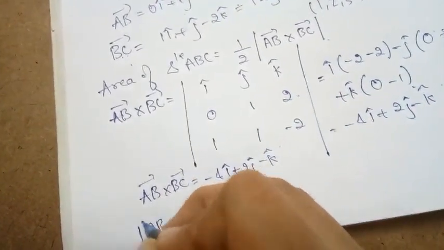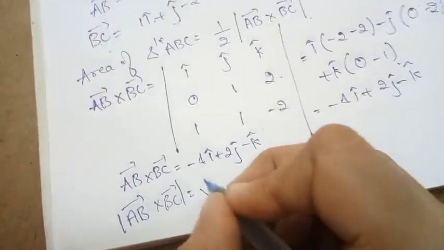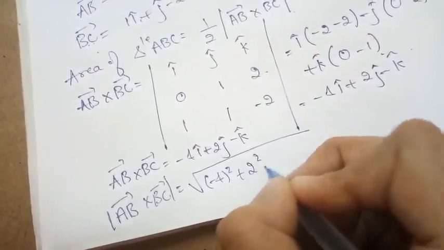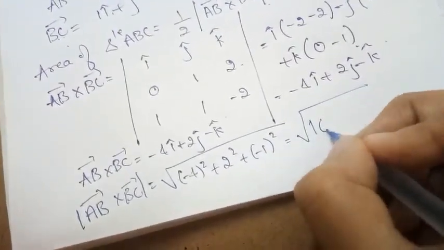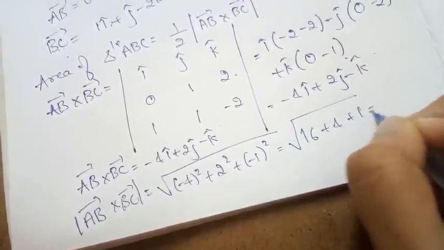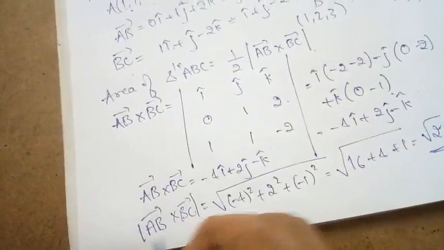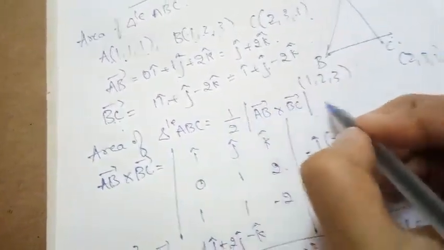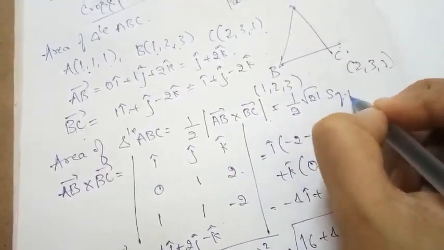So the magnitude of AB vector cross BC vector is nothing but square root of minus 4 square plus 2 square plus minus 1 square. It is nothing but square root of 16 plus 4 plus 1. It is nothing but root 21. We got the magnitude of vector AB cross vector BC. But what is the area of the triangle? Half of this one. So that is nothing but 1 by 2 root 21 square unit.